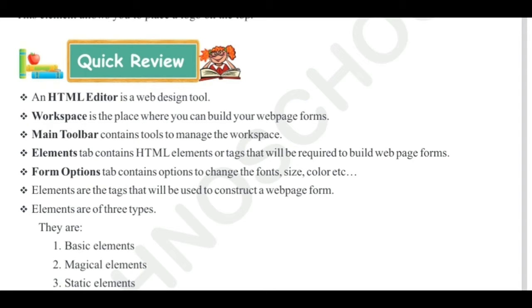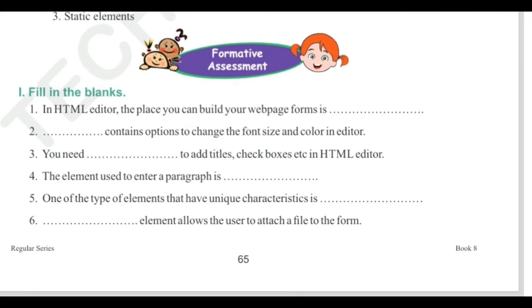Elements are of three types. First one, basic elements, magical elements and static elements. We have various elements under these three categories. Let me explain the textbook exercises of this lesson. Fill in the blanks. First Roman.